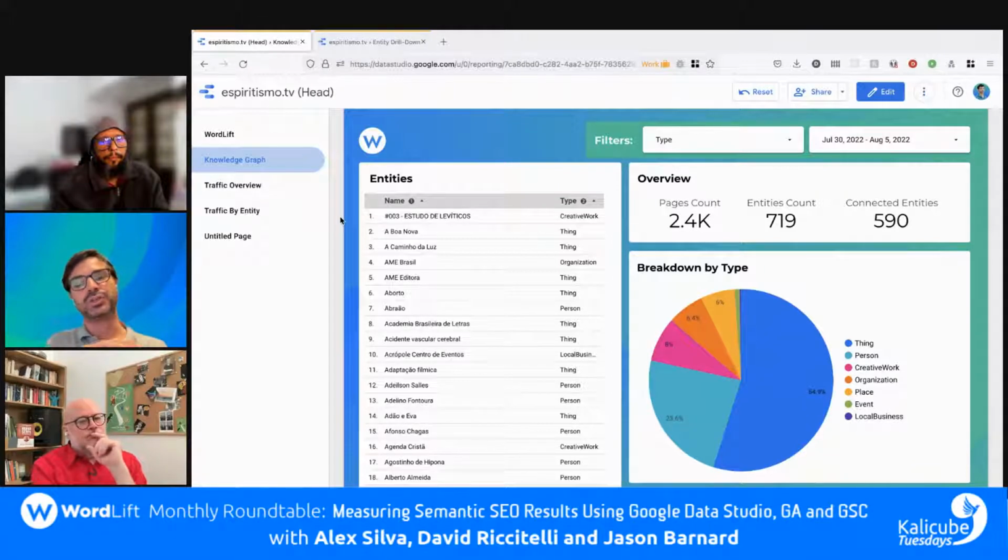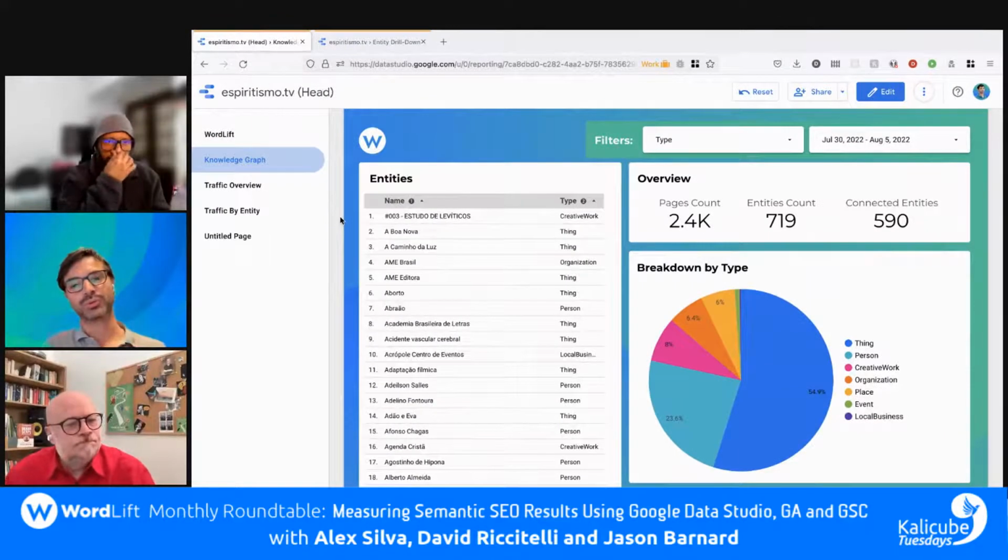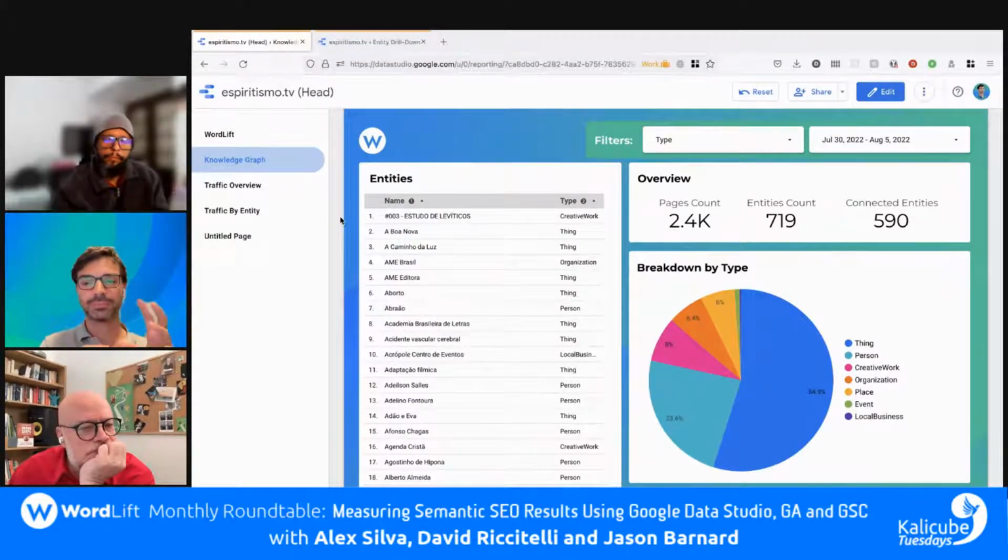So the first page that we created is the knowledge graph page, because one interesting thing is that you can actually have an idea about your knowledge graph. People that create the knowledge graph, most of the time they see the single entities, the single work that they do, but they do not see the big picture. So what we're doing here is showing a little bit of the big picture.